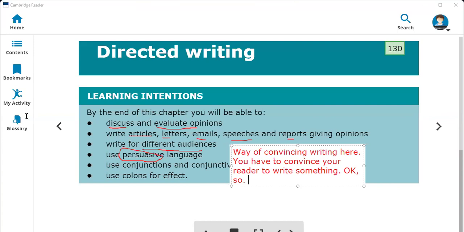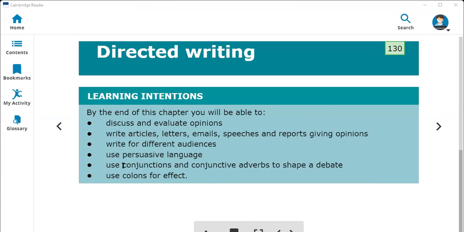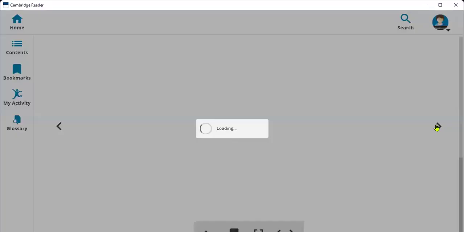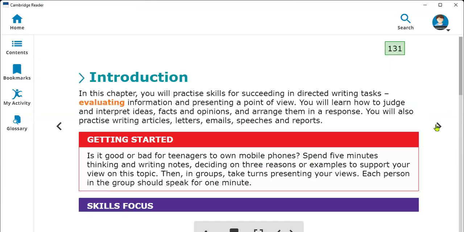After this, we will have to see how effectively we can use some conjunctions and some conjunctive adverbs, and how we can use some helpful vocabulary to write properly. So this is going to be really very helpful. We will see the first-hand information from the Cambridge book.